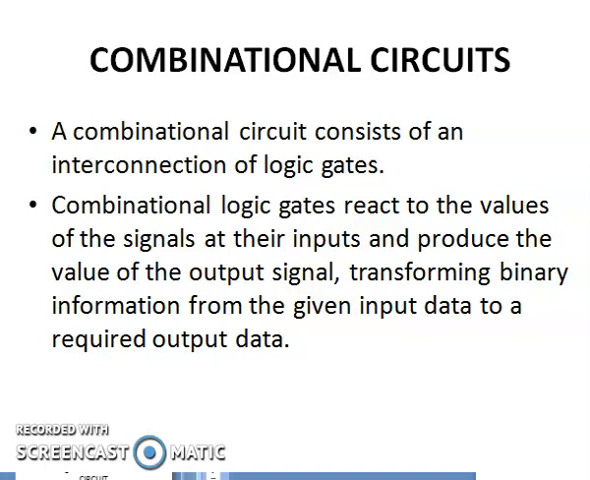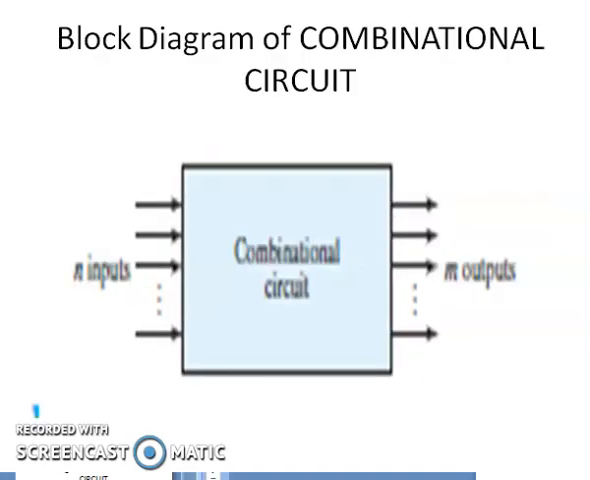Here we are going to discuss the combinational circuits, the design of combinational circuits. When you look at the block diagram of a combinational circuit, it consists of n inputs and it has m outputs, where m is equal to 2 power n. Any output in a combinational circuit can be specified by a set of Boolean equations.